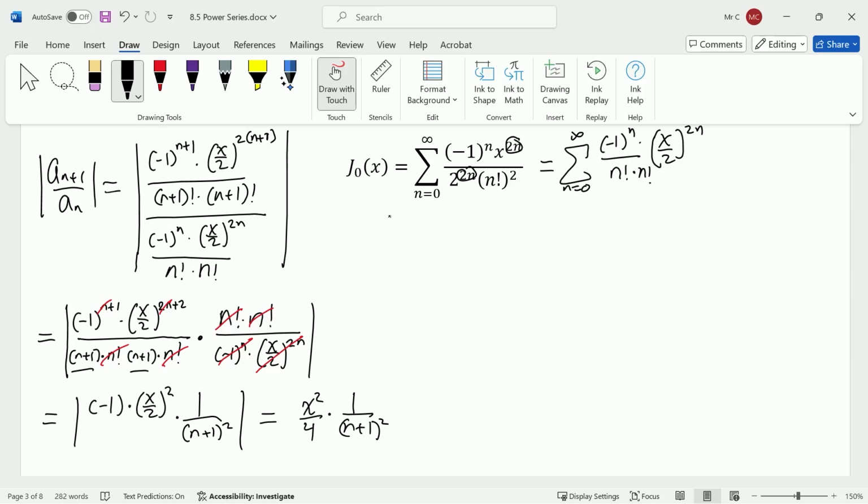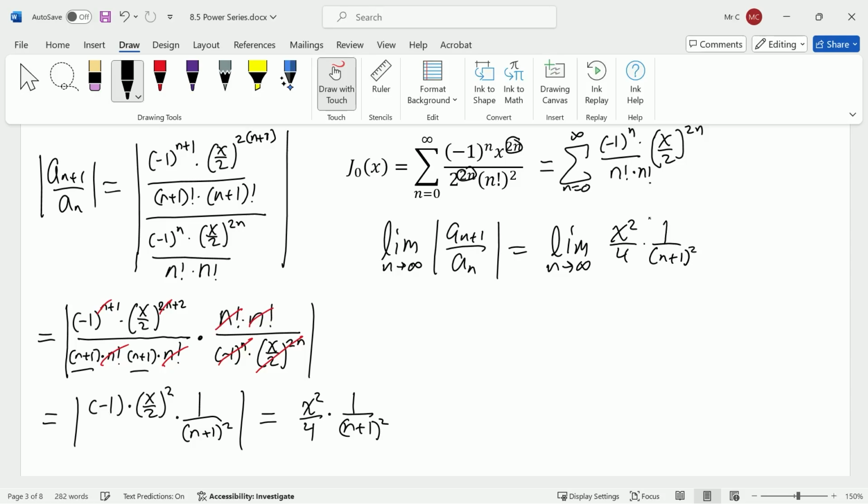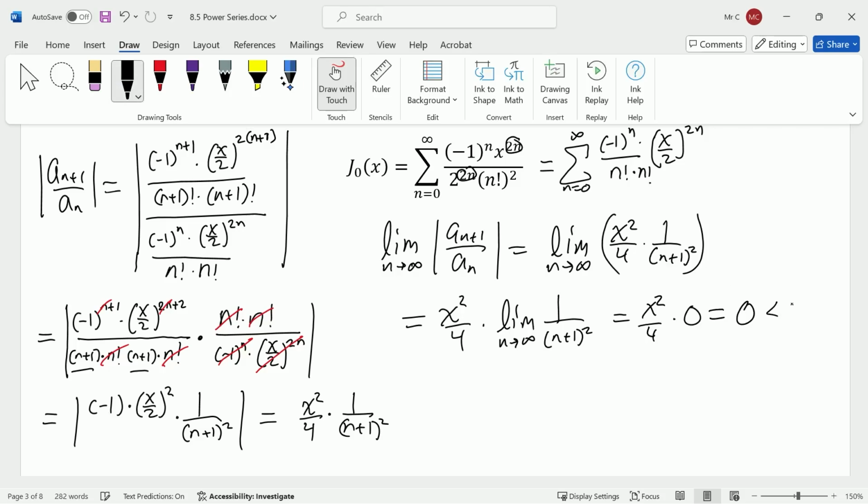So now I can set up my limit. Got x squared over 4 times 1 over n plus 1 squared. And this limit treats x squared over 4 as a constant. So we pull the x squared over 4 out. And that limit is 0. So this is x squared over 4 times 0. And that's 0, which is less than 1.